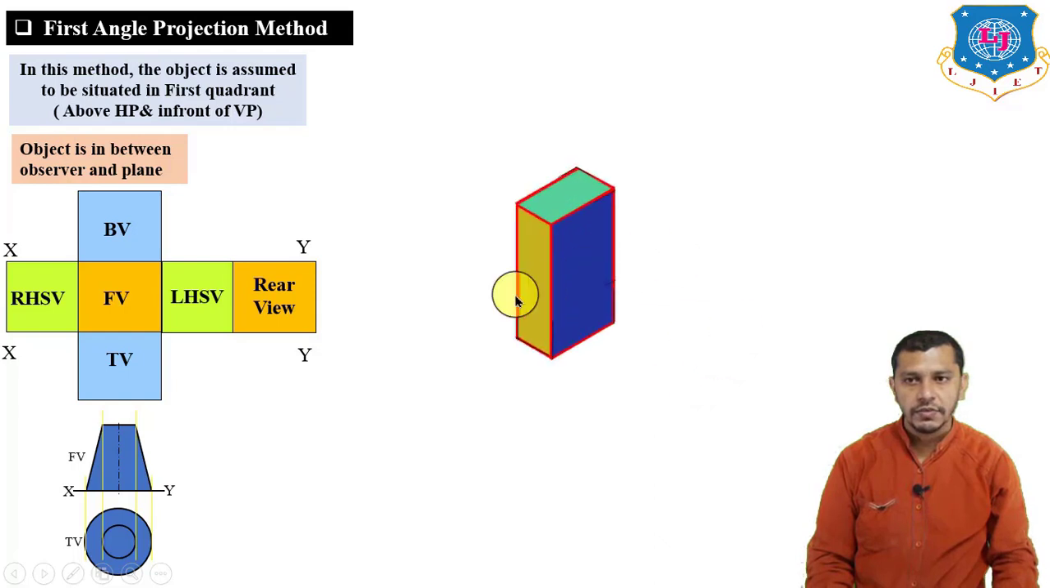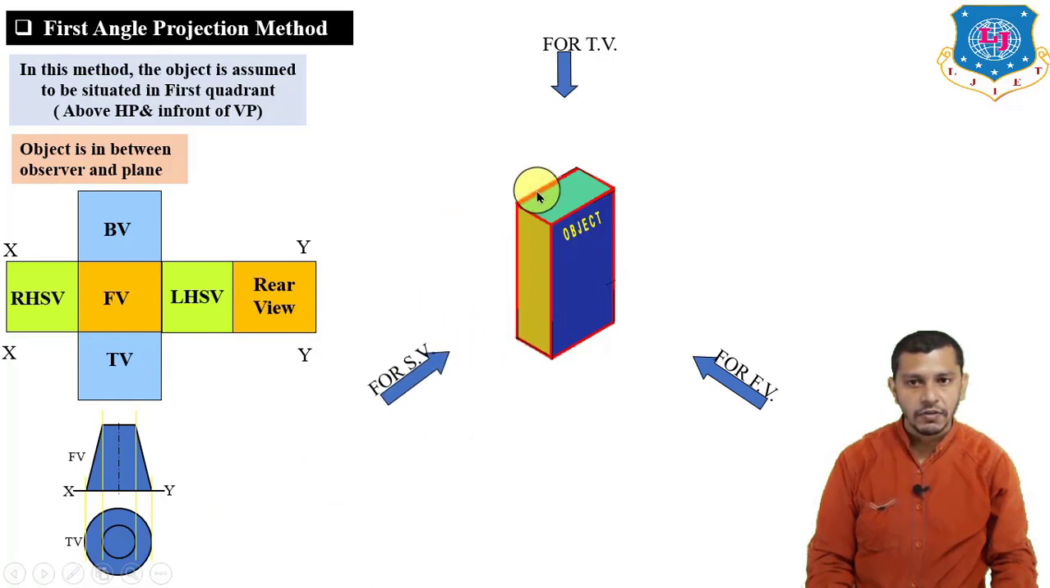Now let us discuss the first angle projection method by drawing the views of this cuboid. If you want to draw the front view, we will observe the object from this direction. If you want to draw the top view, we will observe the object from this direction. And if you want to draw the side view, we will observe the object from this direction. Right now the visible side view is the left hand side view. So to observe the left hand side view of the object, we have to observe it from this direction. So this will be the left hand side view.